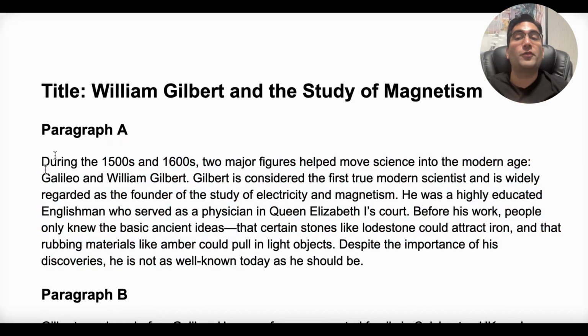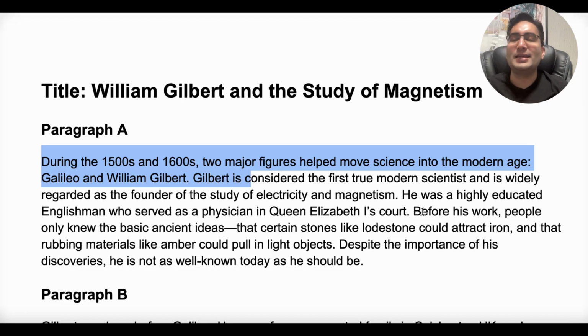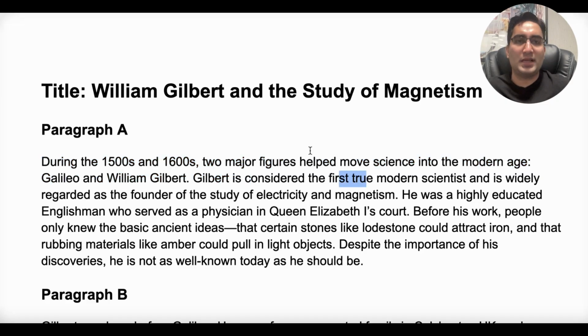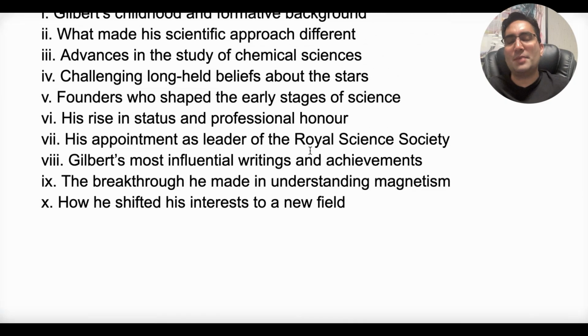That is to read the first few lines, get the idea, because that's where the heading is, and then go and check the options. Let's see if that works, okay? So during the 1500s and 1600s, two major figures helped move science into the modern age, Galileo and William Gilbert. Gilbert is considered the first true modern scientist. Okay. Got it. So these are the people who invented something, they moved something, and they're the first true modern scientists. That's the kind of idea I'm getting.